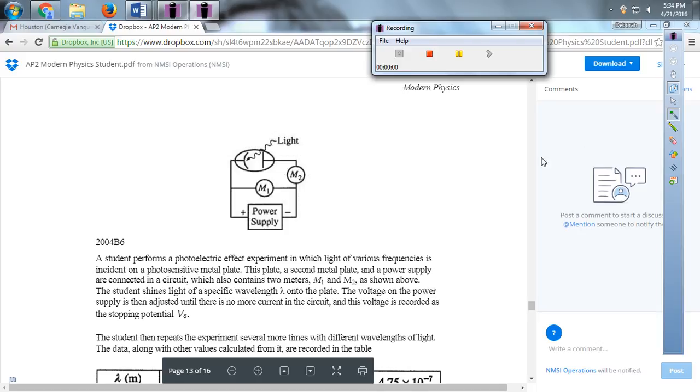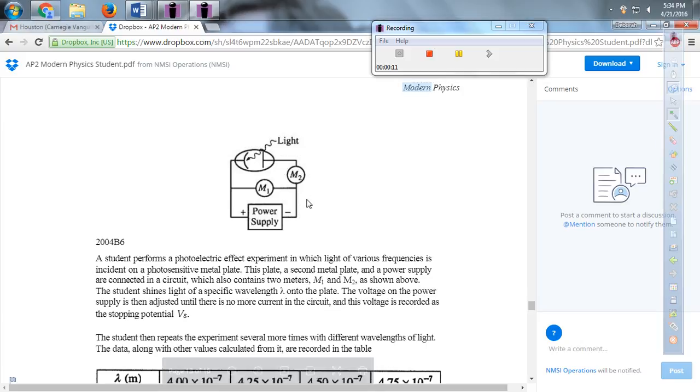Okay, so I'm going to look at modern physics, and I'm going to do 2004 B6. It says that a student performs a photoelectric effect experiment and has this equipment. They have light of various frequencies, and they send the light to this photosensitive plate. A power supply is given to you. It's all connected in a circuit which has 2 meters, M1 and M2, as shown above.